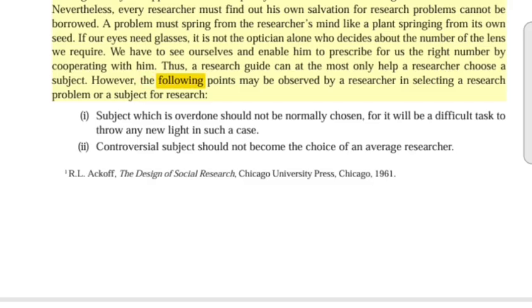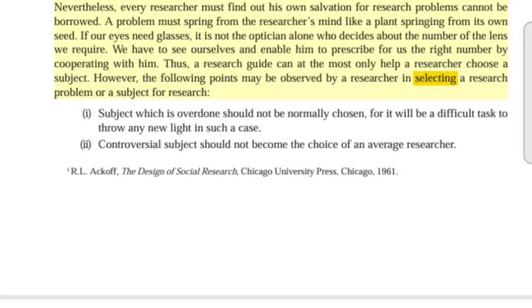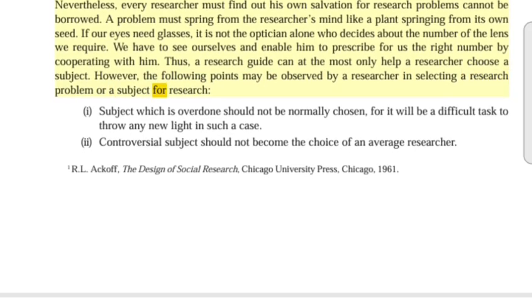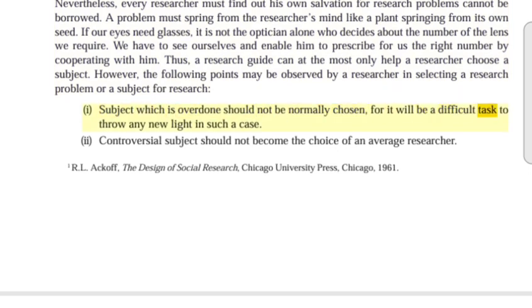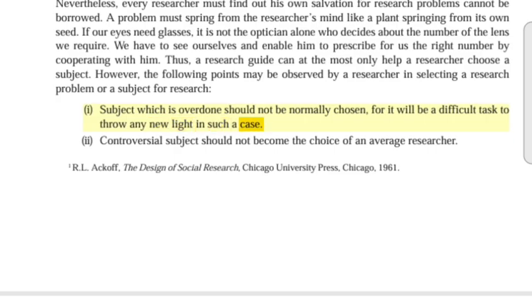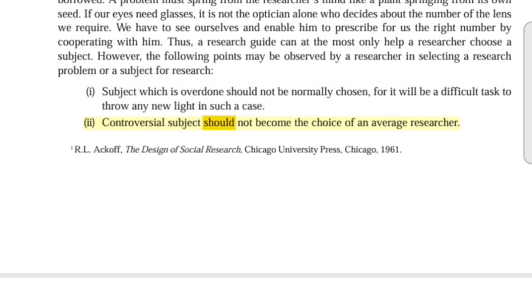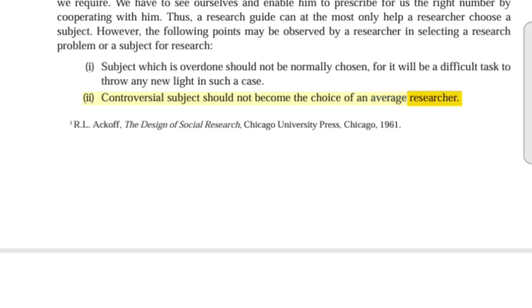However, the following points may be observed by a researcher in selecting a research problem or a subject for research. A subject which is overdone should not be normally chosen, for it will be a difficult task to throw any new light in such a case. Controversial subject should not become the choice of an average researcher.